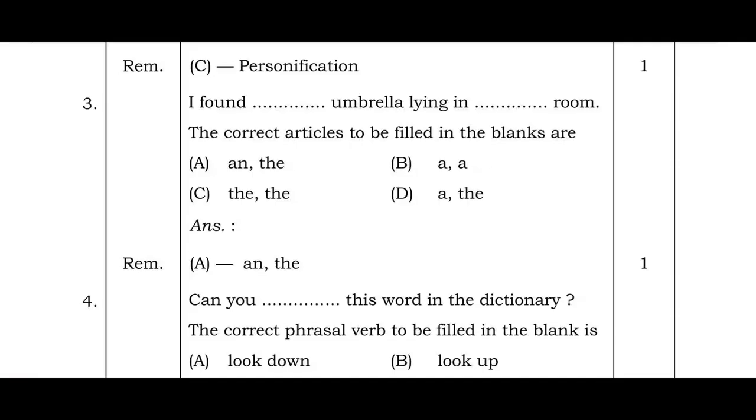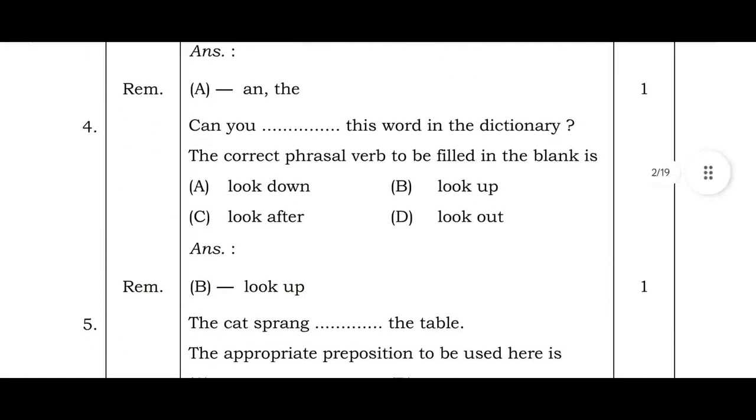3. I found dash umbrella lying in dash room. The correct articles to be filled in the blanks are option A, a and the. 4. Can you dash this word in the dictionary? The correct phrasal verb to be filled in the blank is option B, look up.